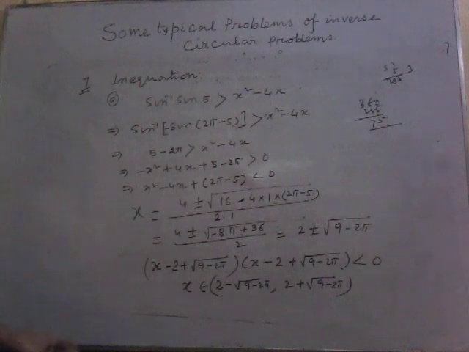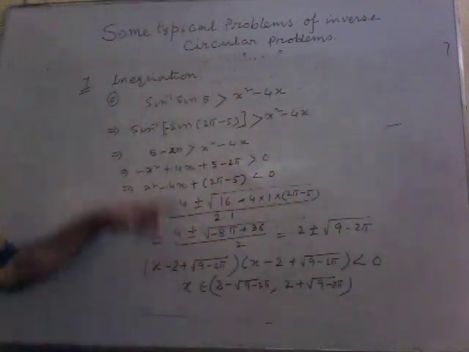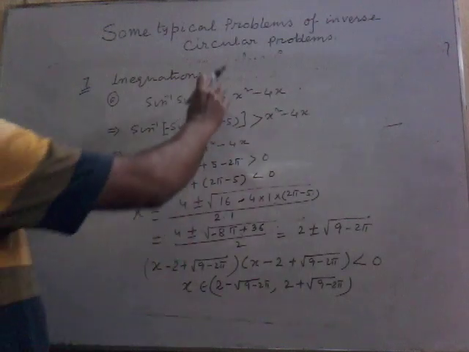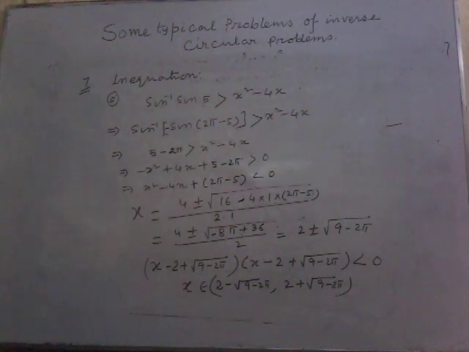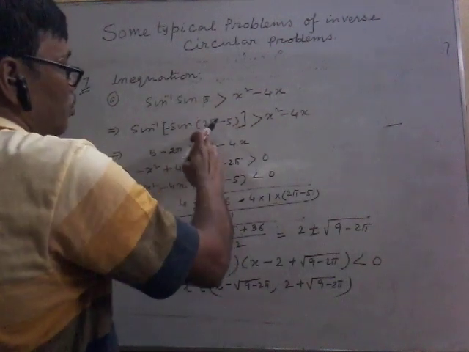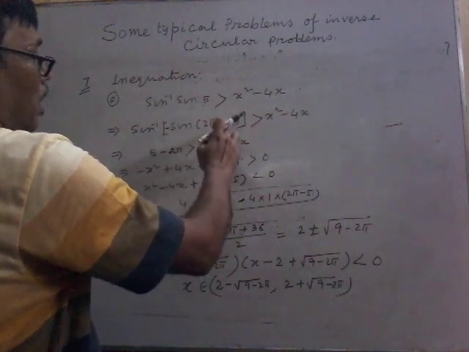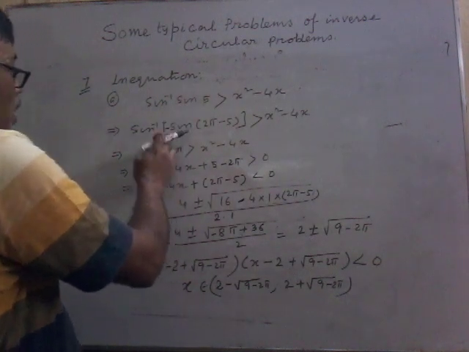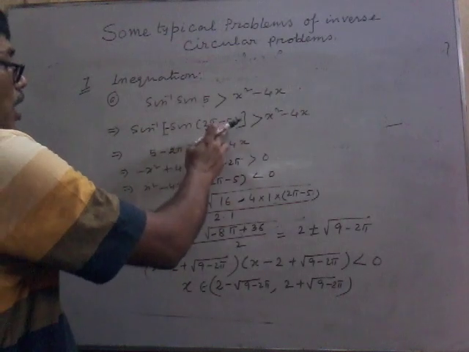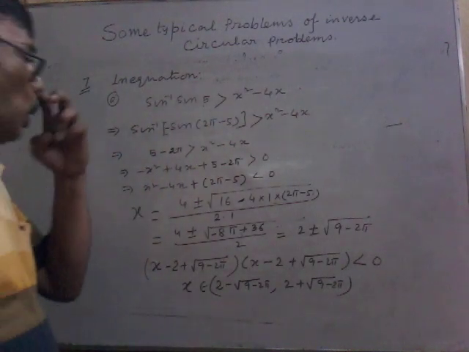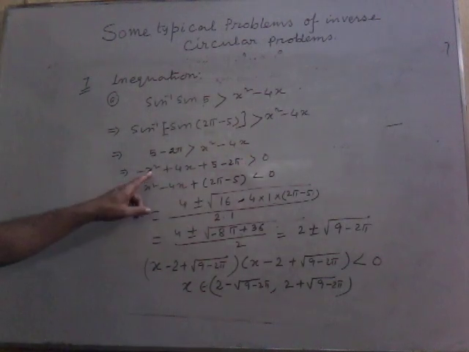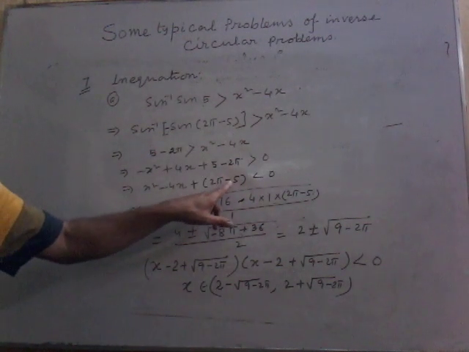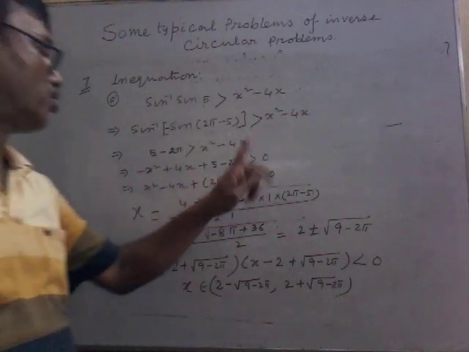So look at it again. Sine inverse sine 5 is greater than x square minus 4x. Now this 5 does not belong to the principal value range. So we can write it as 2 pi minus 5. Sine of 2 pi minus 5 is minus sine 5. That is why this one is minus. So sine inverse of minus x is minus sine inverse x. So what we are getting is 5 minus 2 pi. So transfer all terms to one side, multiplying by minus, x square minus 4x plus 2 pi minus 5. We had written minus 5 here, so that was wrong.